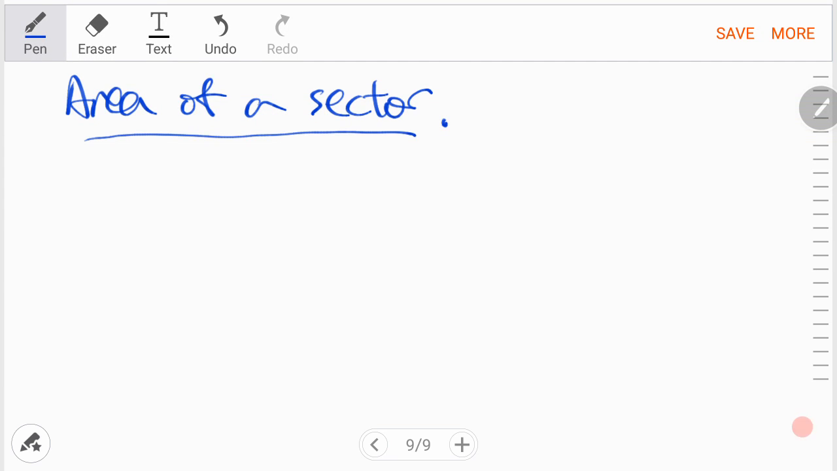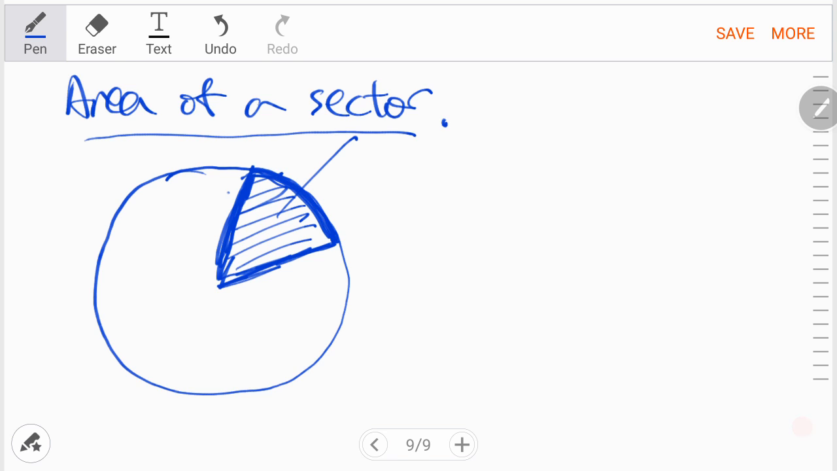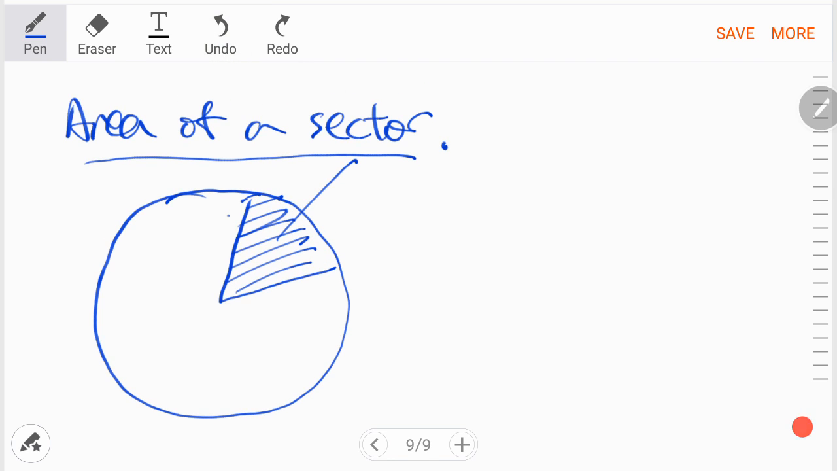Hi, in this video I'll be talking about how to find the area of a sector. So first of all, what's a sector? Assuming that we have a slice of pizza and I am taking this part of the pizza out, this shape that I have here, let me highlight it, is called a sector. It is sort of like a section of your circle. So this is a sector.